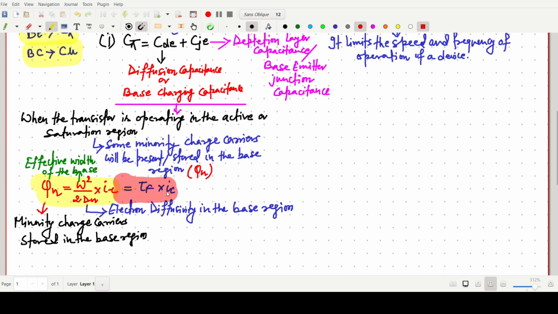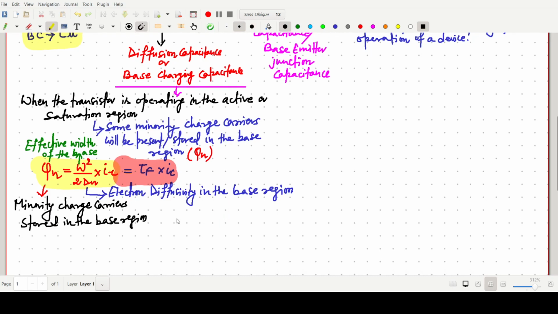Okay, this one is tau f equals to IC. Once again there is some parameter came. So this tau f I am writing here, the term tau f pencil. This tau f is nothing but simply the device constant, having unit second.